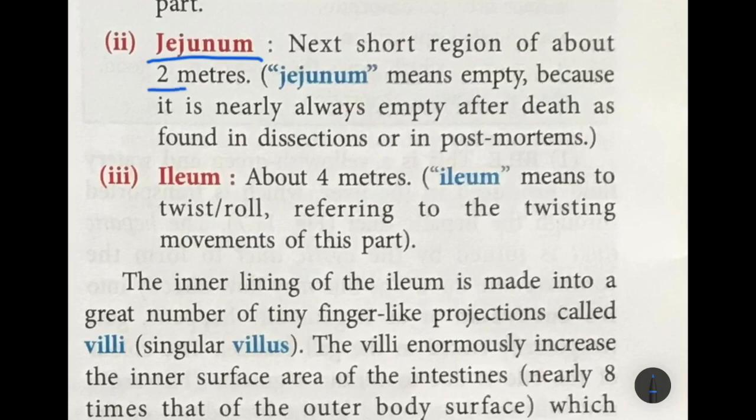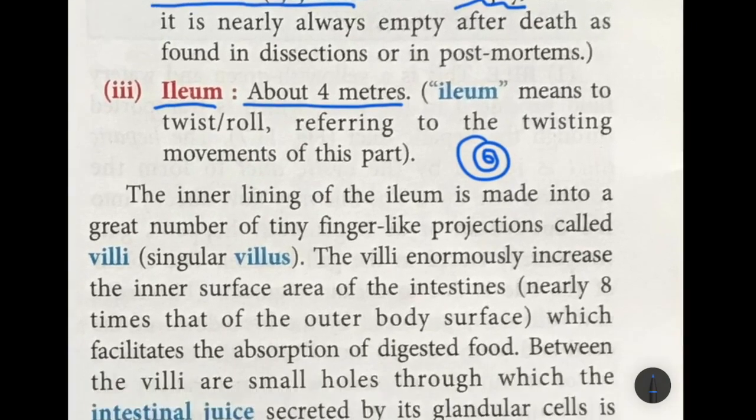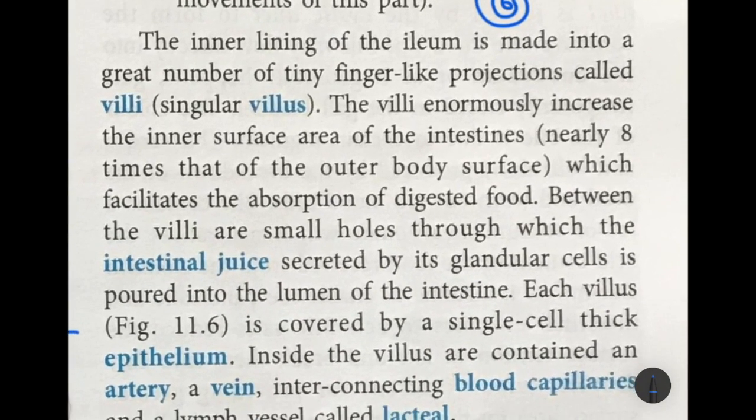Okay, it is about 2 meters long. Jejunum means empty, because it has been seen in postmortems of dead people that this part always remains empty after death. Okay, the next part is the ileum. It is about 4 meters. Ileum actually means twisting, rolling. It is this part which twists and turns and remains coiled in the abdomen.